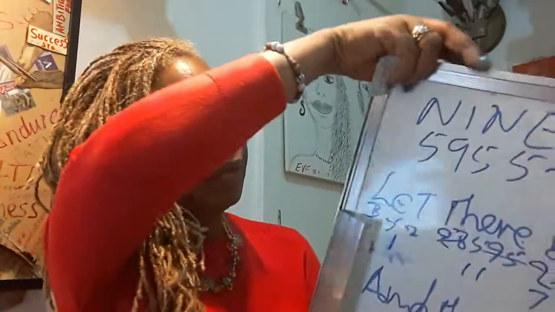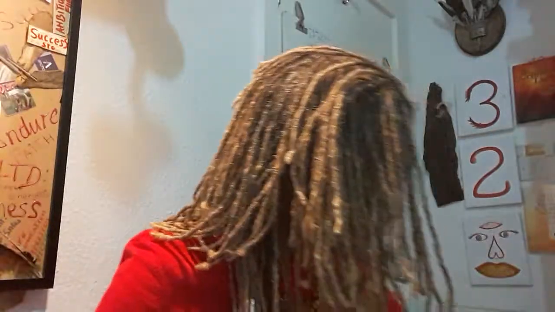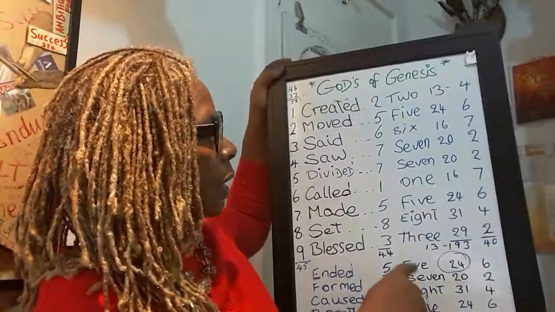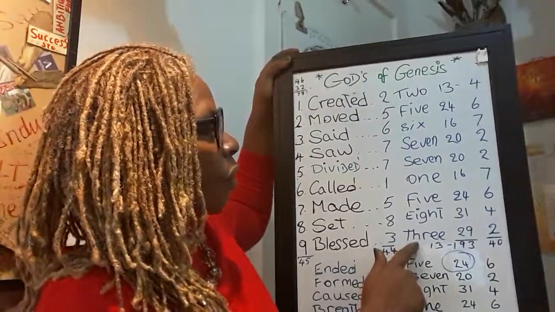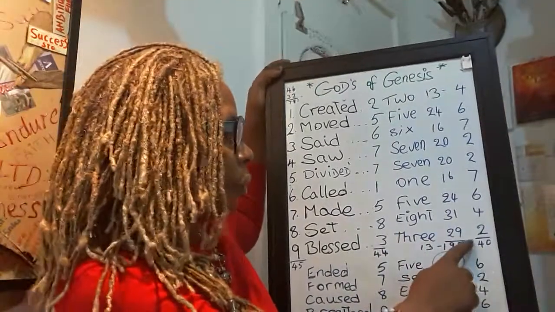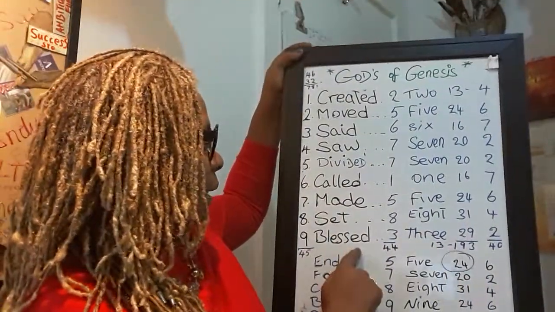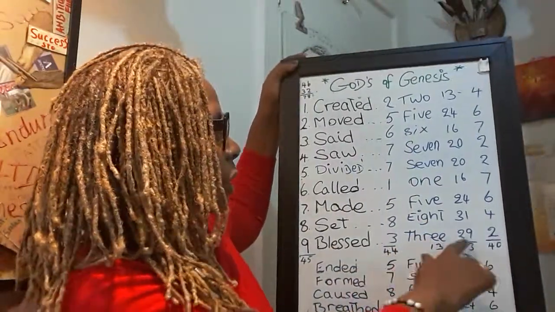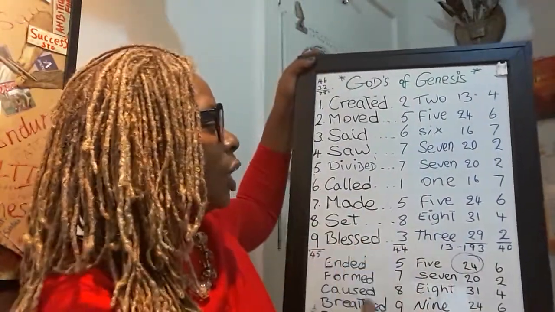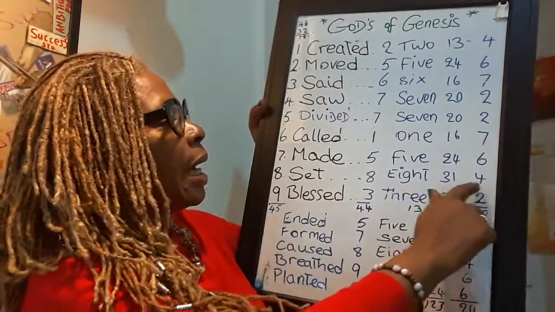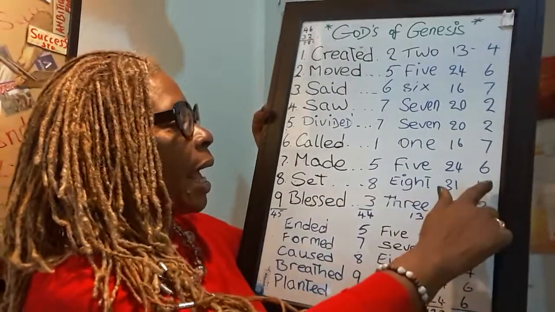So here we have this. Let's just look at this here. So we see that 3 holds that vibration of 29, and it has the 2. And the word blessed, of course, is what I really wanted to concentrate more on, to really show that our cycle really ends here.